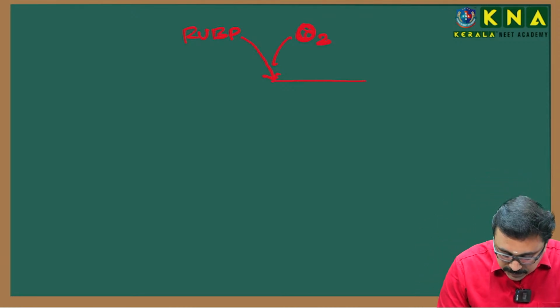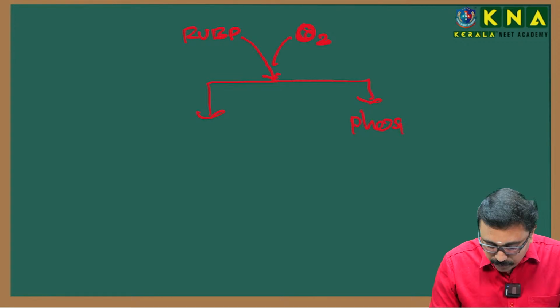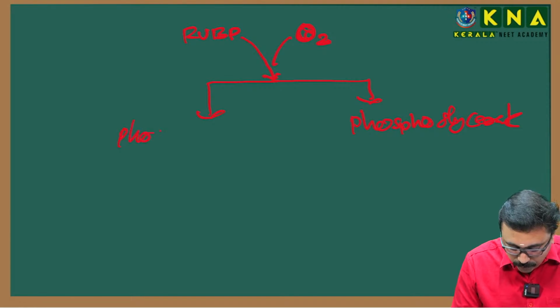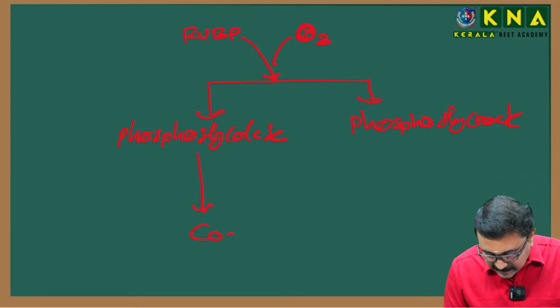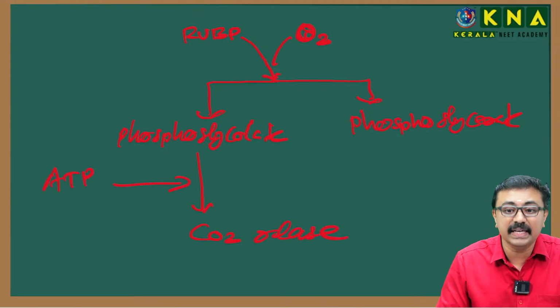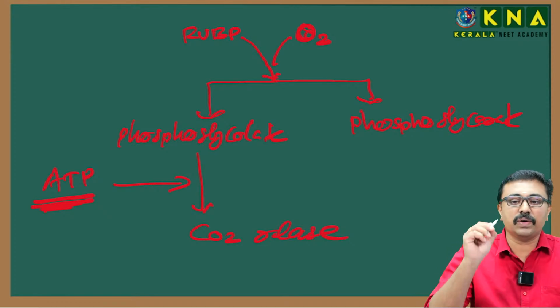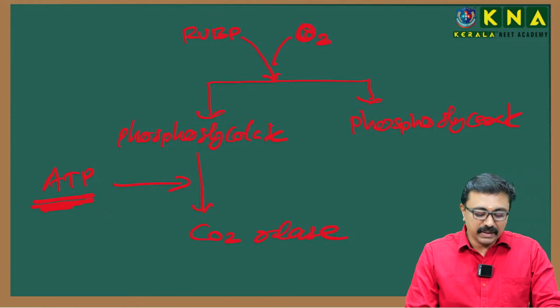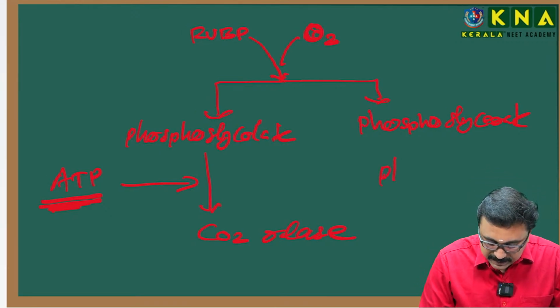It produces 1 molecule of phosphoglycerate and 1 molecule of phosphoglycolate. This phosphoglycolate releases carbon dioxide by utilizing ATP. See that it utilizes ATP. There is no synthesis of sugars. So that's the reason why it is called photorespiration.